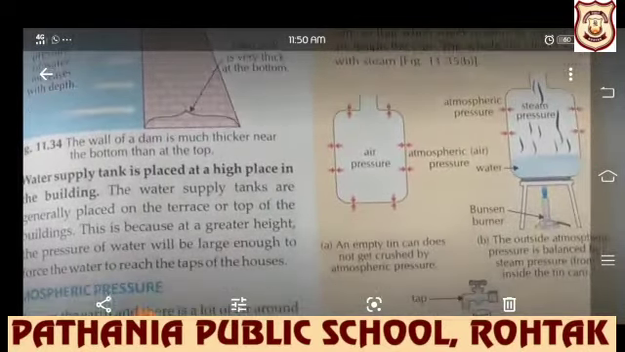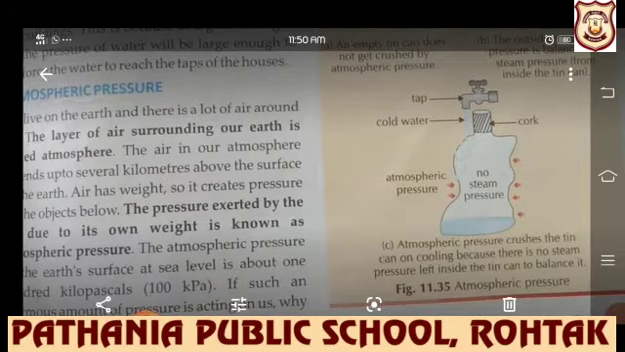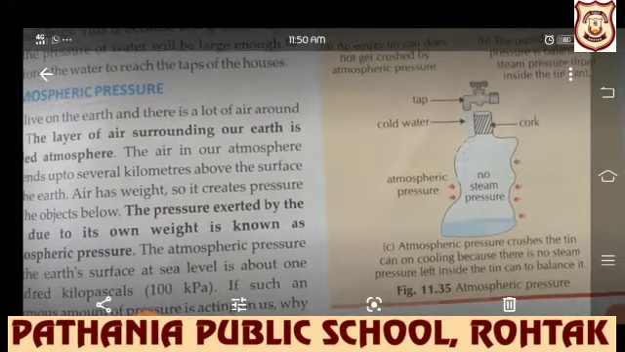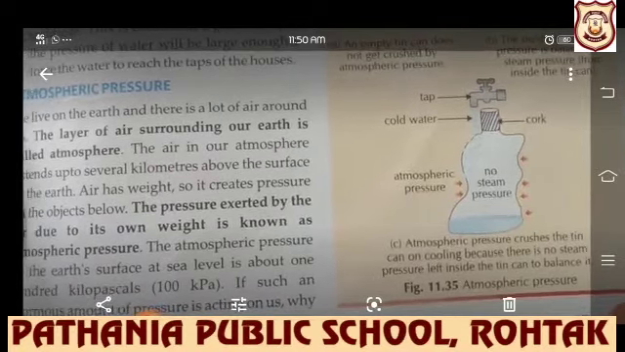On cooling, the steam gets condensed to water and the pressure inside the can gets lowered. The lower pressure inside the can and the much greater pressure outside cannot balance now. So this is the reason that the can gets crushed. This experiment is showing the existence of a large atmospheric pressure. So this is the activity.